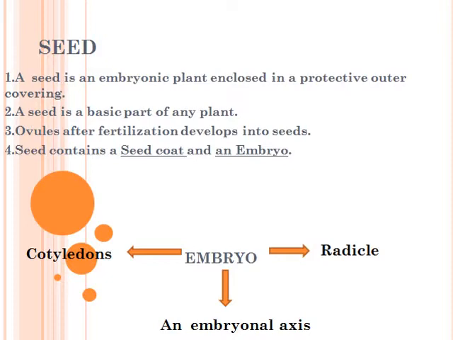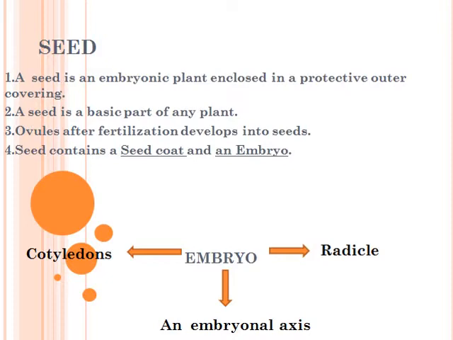A seed is an embryonic plant enclosed in a protective outer covering. That means a seed is nothing but a mature ovule containing an embryo. A seed is a basic part of any plant. A plant develops from a seed. A seed germinates and produces a seedling only when favorable conditions come.